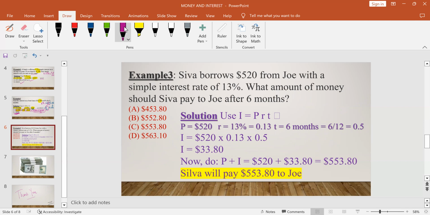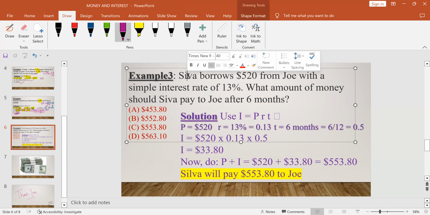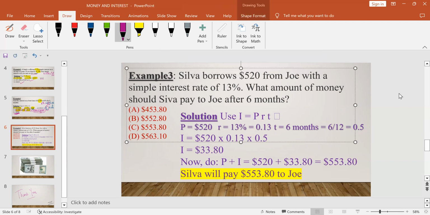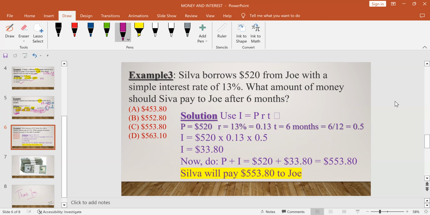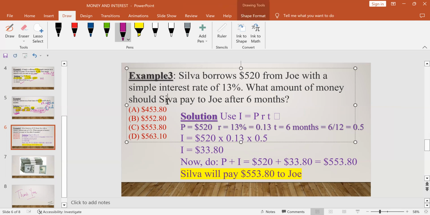Excuse me. So let's see. We have here Silver. Okay, so Silver borrows $520 from Joe with a simple interest rate of 13%. What amount of money should Silver pay to Joe after 6 months?